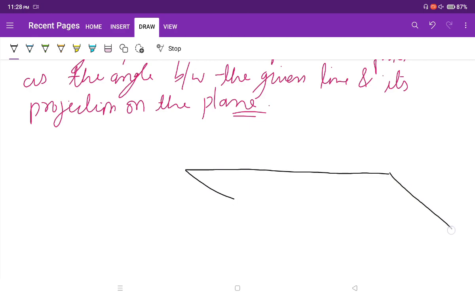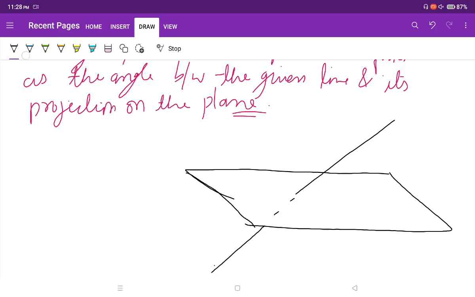Suppose this is the plane and this is the line. Alright, now if I draw its projection, right, so we will incident some light. So this is the projection. Suppose this is the projection of the line, right? This is L, then this is L dash. So this angle, this theta, is the official angle between the plane and the line, right?